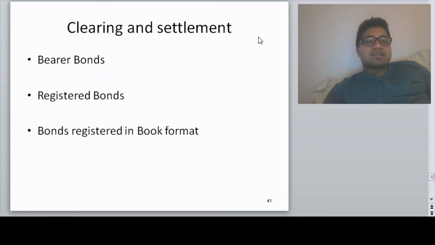Clearing and settlements for the bonds. So there are three types of bonds. Bearer bonds do not bear any name of investor; whoever holds it gets the rights to the coupon. Registered bonds are held with the name of the investor, so they are a little safer than bearer bonds. Both of these are not traded much because most bonds are traded in book format now. Book format means they are traded in electronic format.